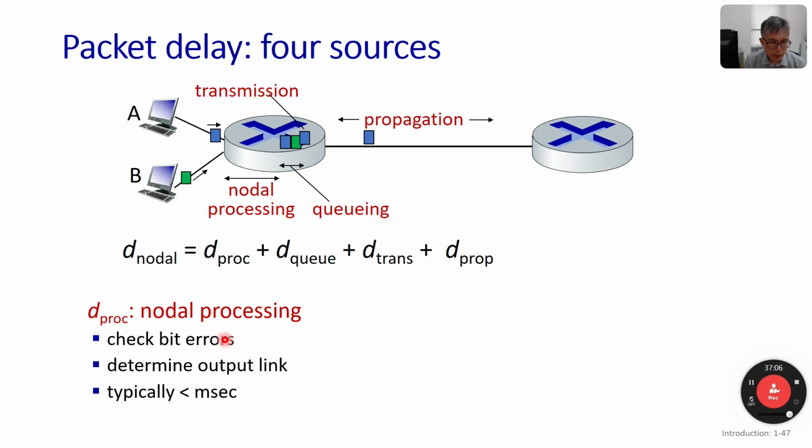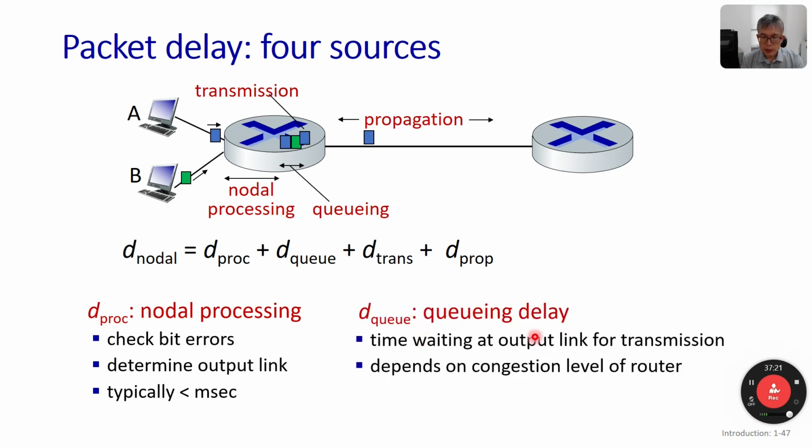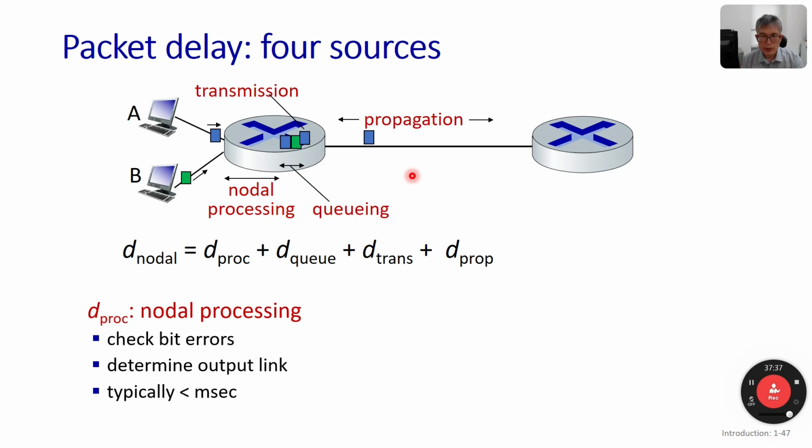Nodal processing checks bit errors, like checksum or CRC, and also determines the output link or output port, typically taking less than a millisecond. The queuing delay is the time waiting at the output link for transmission, depending on the congestion level of the router. Many packets are also delivered over a shared link, so routers need to compete.